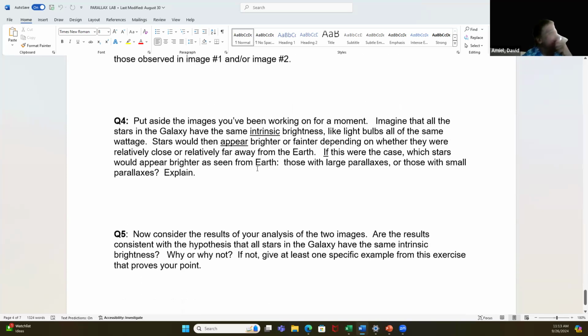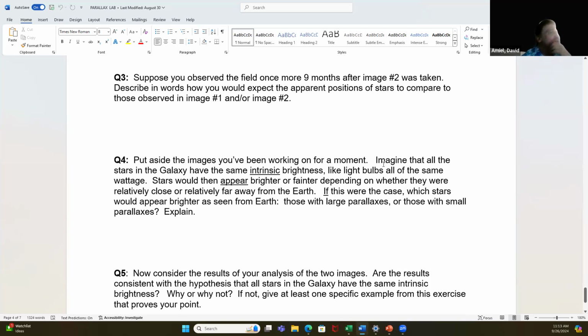And question 4, put aside the images you've been working on for a moment. So now this is a completely different exercise. Imagine that all the stars in the galaxy have the same intrinsic brightness. In other words, they're all 100-watt light bulbs. Every single one, same brightness, called the intrinsic brightness. Stars would then appear brighter or fainter, depending if they were close or far away. So if they all are 100-watt light bulbs, the bulb that's further away would appear dimmer.